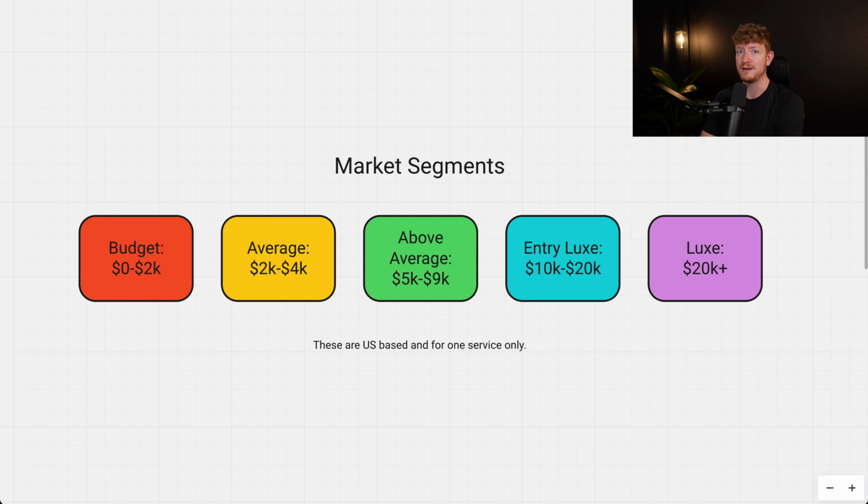And trust me, I've tested this a lot, brutally tested. So anyway, this is also for one service only. If you're just a photographer or just a filmmaker, these are what these prices are for. And if you do both, then you obviously have to kind of double that.